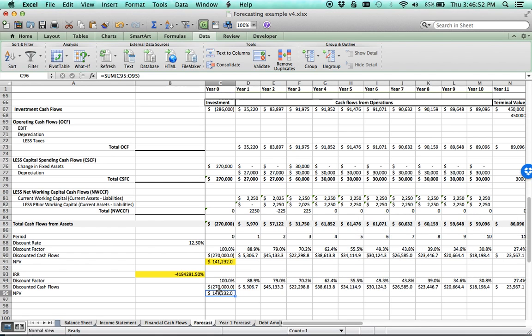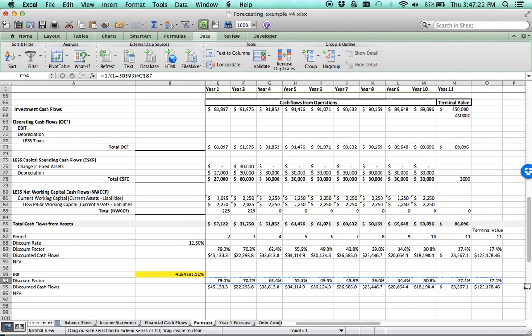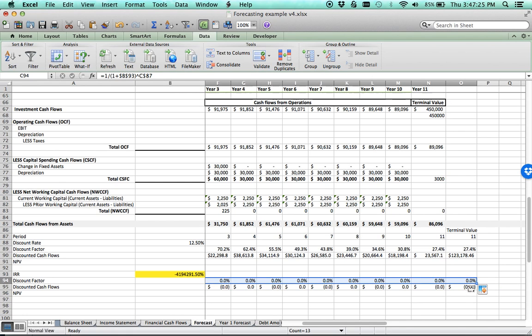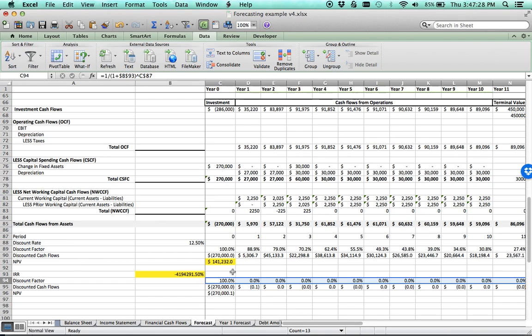Not sure what's going on there. Sorry, made a mistake. C94. Sorry, discount factor. This discount factor wasn't changing, that's the problem. Needs to be 94. Correct? 93 maybe. 93. My bad. So we'll drag that formula out again. So what was going on is that because I had not anchored it to the right source, it wasn't making the change.